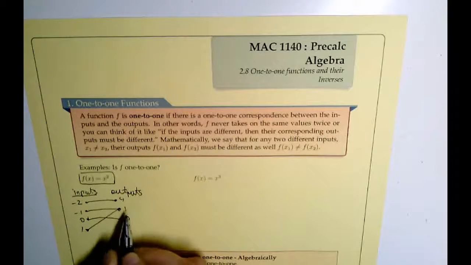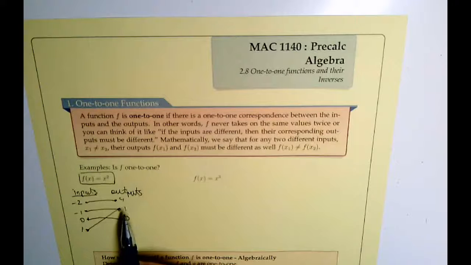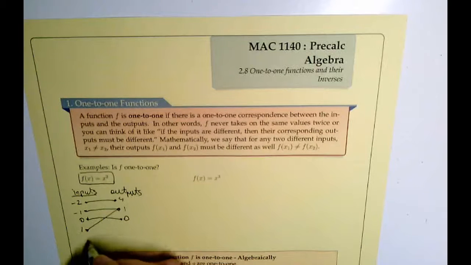So if we look at this function, is there a one-to-one correspondence between the inputs and the outputs? We notice that that's not the case because these two inputs have the same output. So this is a 2-to-1 correspondence. So we would say that this is not one-to-one.